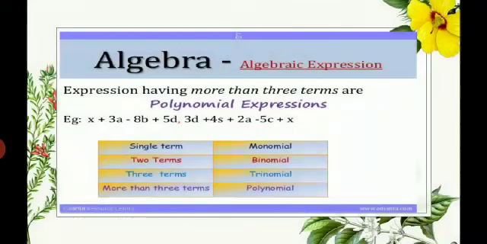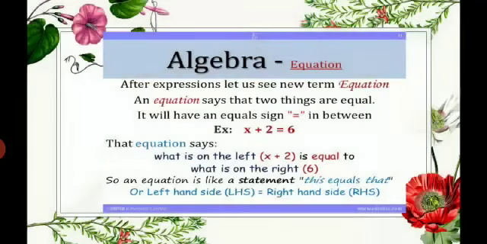The fourth one is polynomial, where there are more than three terms. Like in this example, x plus 3a minus 8 plus 5d. So they have four different types of expressions. I have designed a chart for you which you will understand more clearly: monomial, binomial, trinomial and polynomial.